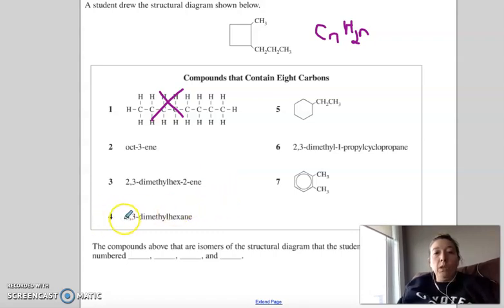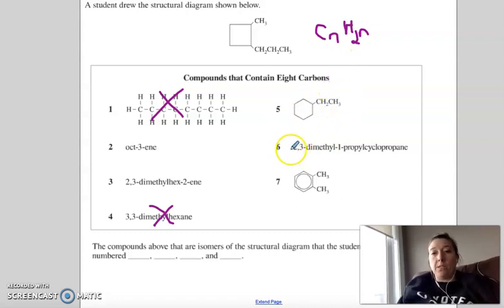So number 4 is 3,3-dimethyl hexane. It's not cyclic, and it's an alkane, so it's going to have a different general formula, right? It's going to be CnH2n plus 2. So we know that that one's out. We look at number 5. It's cyclic, it doesn't have any double or triple bonds, so that means it would have the same general formula. So we're going to leave that one as well.